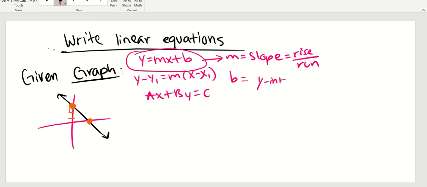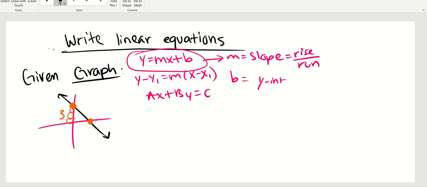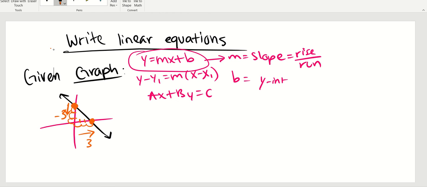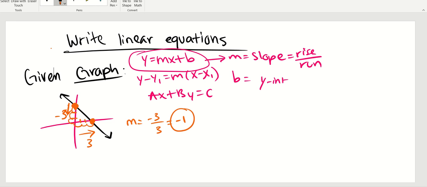So let's say this one is 3 down, and let's say this one is also 3. Okay, so 3 down and 3 across. So then that means your slope is -3/3, which is -1. Okay, so that's how you find the slope for the graph. And then now we need to find the y-intercept. Well, we said that that was touching the y-axis, so that is your y-intercept, 3. Okay, this y value.